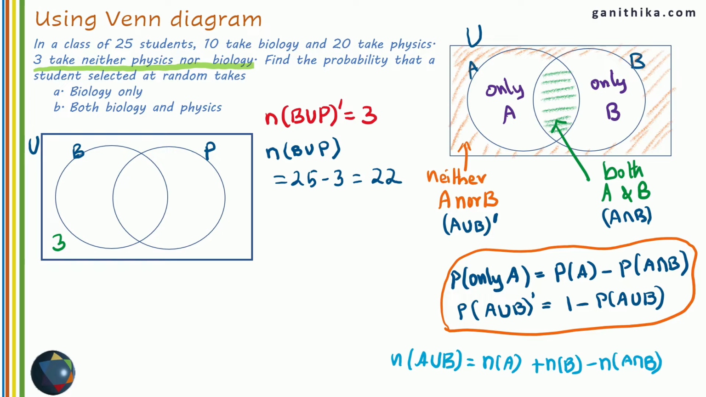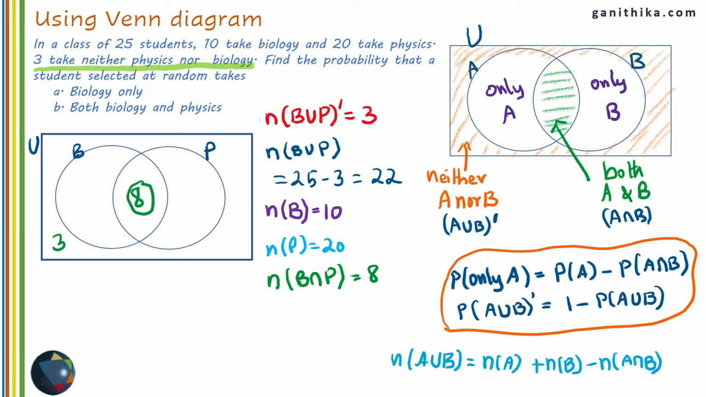So we have B union P, which is 22, and we have n of biology, which is 10. The number of elements of biology, we are given that it is 10, and the number of elements in physics is 20. Now we need to find the intersection. Use the formula below. 10 for n of A, 20 for n of B, union is 22. Applying this in the formula, A intersection B, which is B intersection P, will be equal to 8, and this 8 will be positioned here in the intersection part.